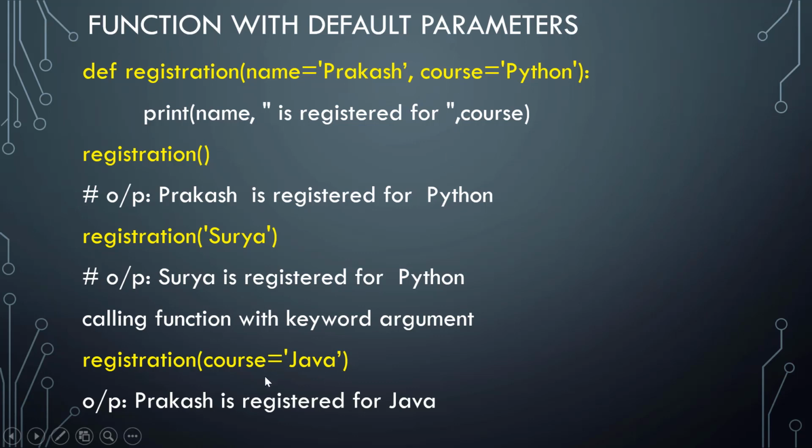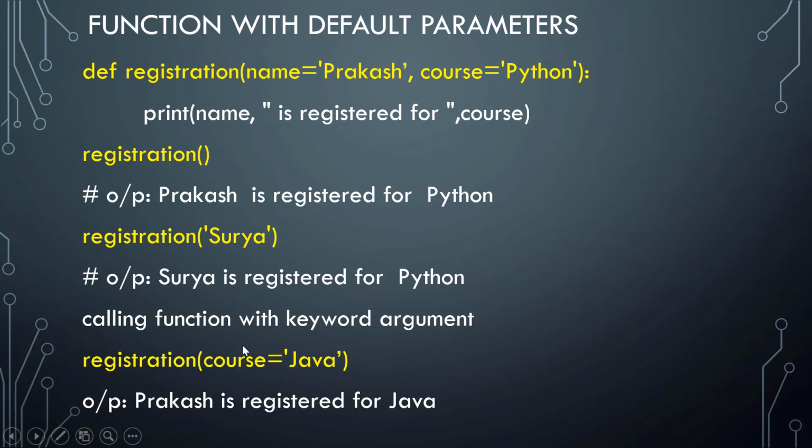So when you are calling a function, you can call with the default parameters, or with required parameters, or with keyword arguments. What is this keyword argument? Registration course is equal to Java. Because I want to pass the second parameter. I want to pass a value to the second one, Java. But the name is Prakash only, same student, but joining for many courses. So course is equal to Java. That you have to specify.